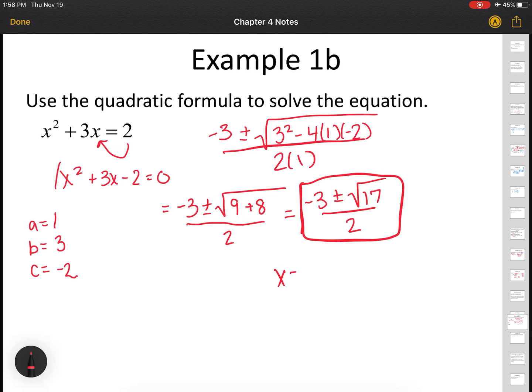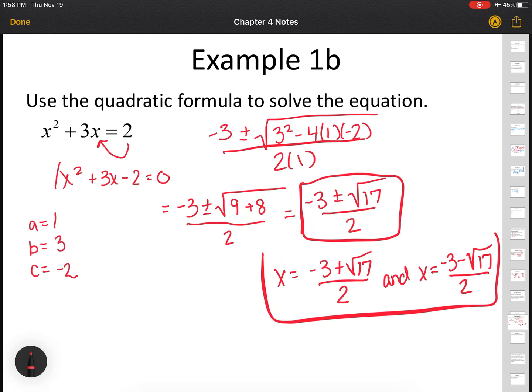And again, this hides 2 answers, negative 3 plus square root of 17 all over 2, and negative 3 minus square root of 17 all over 2. They mean the same exact thing as this up top here.